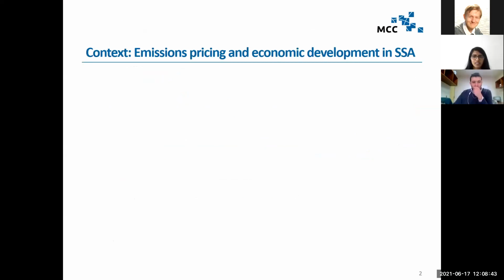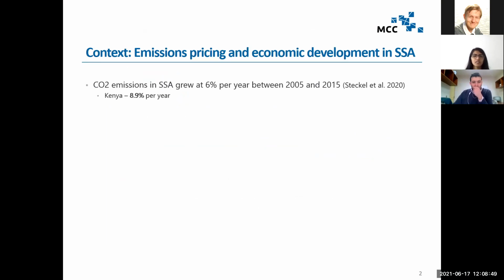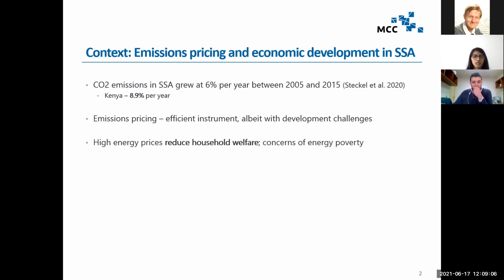So the model is contextualized within the debate on emissions pricing and economic development in sub-Saharan Africa, as CO2 emissions in the region have been rising at rapid rates over the last 10 years or so. In Kenya especially, it's been above average, at around 9% per year. So emissions pricing seems to be an efficient instrument to reduce greenhouse gas emissions, but it also poses key development challenges. The first is that high energy prices could reduce household welfare. There would also be concerns of energy poverty.